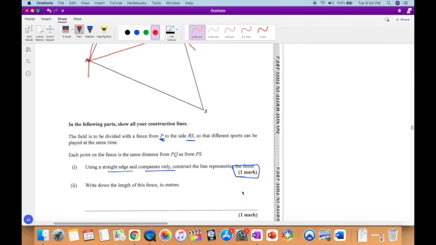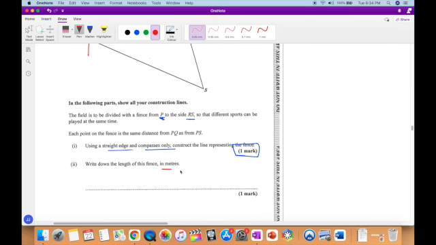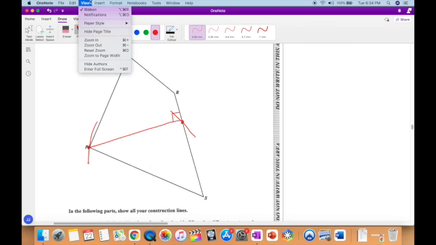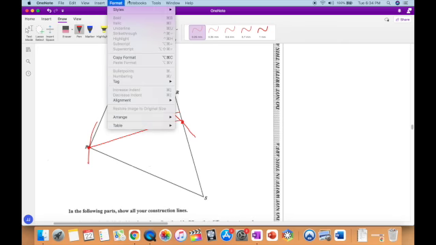And write down the length of this fence in meters. Well, I don't have a ruler. I can't quite measure it. Do I have a ruler here? Tools.